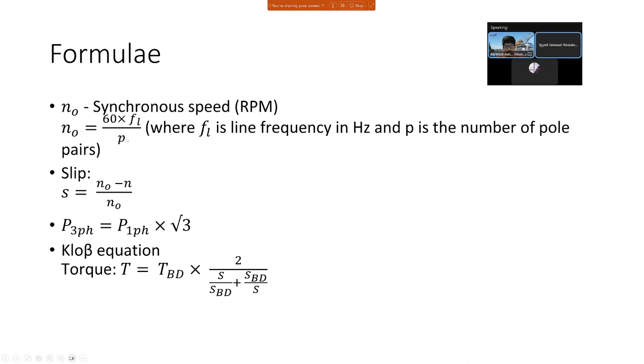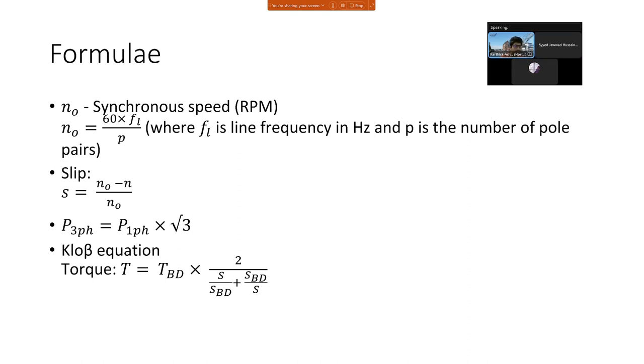The synchronous speed is 60 times f divided by P, and I told you how pole pairs work previously. If you have four poles, usually they are poles per phase, but it's understood. So they just say four poles, then it's two pole pairs, so P equals two. Two pole pairs mean four coils for each phase, so there are 12 coils in total.